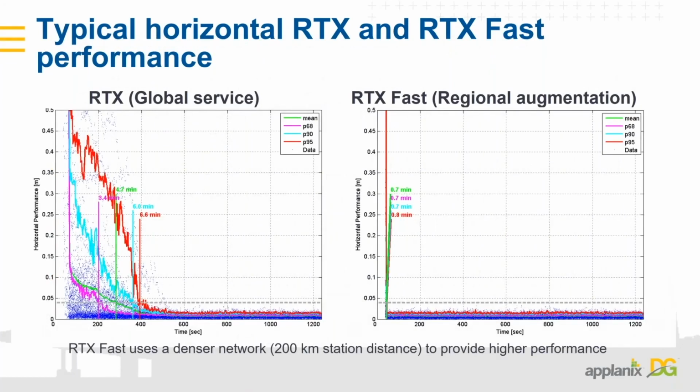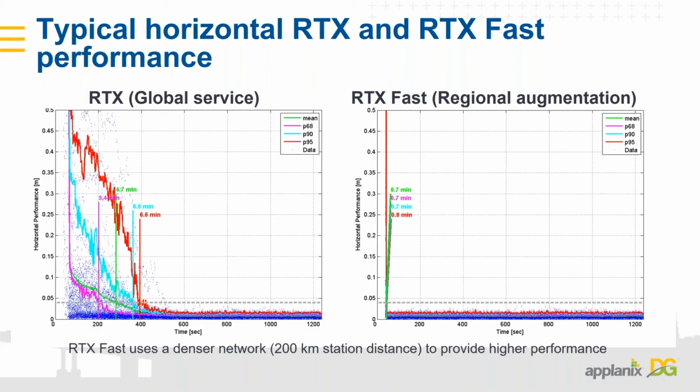Now, here's just a quick plot to show examples. The little blue dots are the GNSS observations, and you'll see in the left example, where we're utilizing the global model, at the beginning the dots are all over the place. We've got our green line, which indicates the mean, and it looks like it's getting under the 5 centimeter mark at roughly 4.7 minutes.